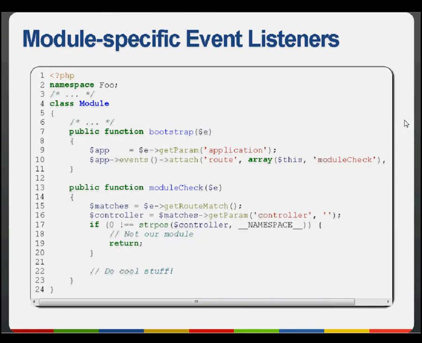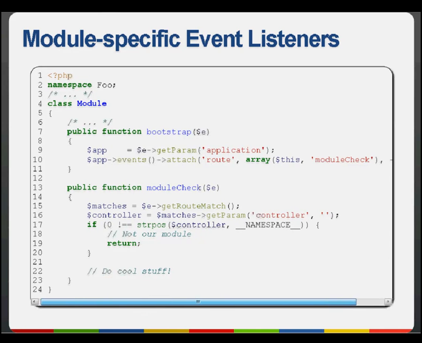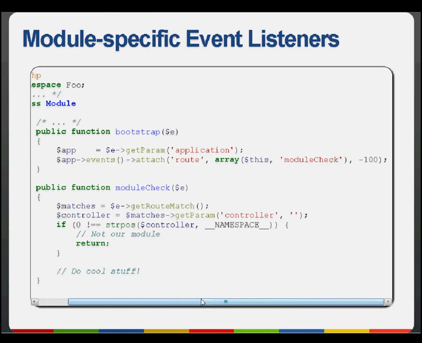Now, something that comes up often in questions is, how do I register module-specific event listeners? If there's something I want to do only when a particular event is triggered, how do I do that? The way that we do that is basically you want to register with the route event, and we want to do it at low priority. And this slide actually gets cut off a little bit, but if I scroll over a little bit, line 10, you'll see it's registering at a -100 priority. What that means is after routing has happened, I want to do something.